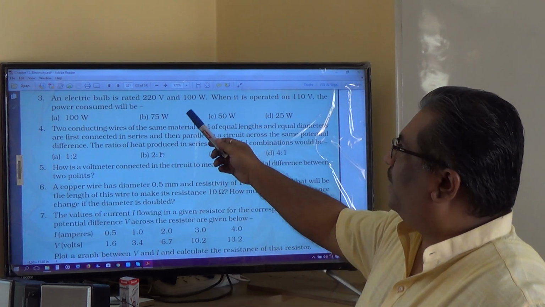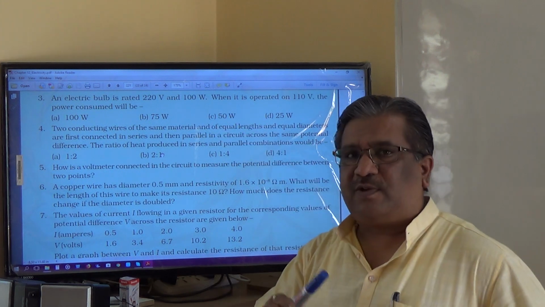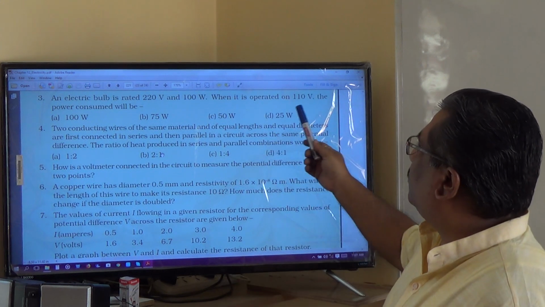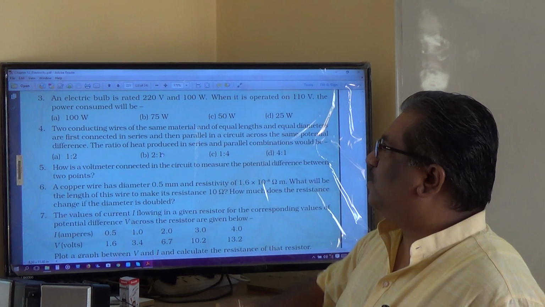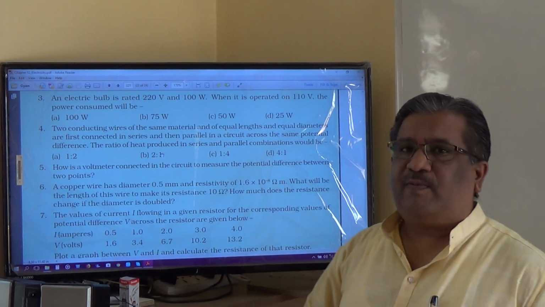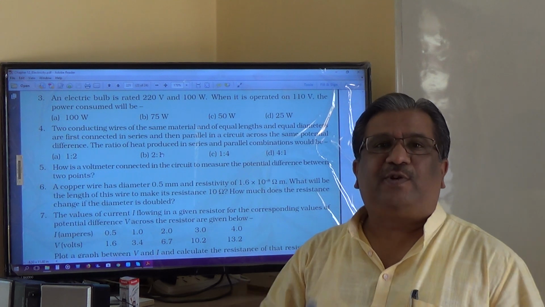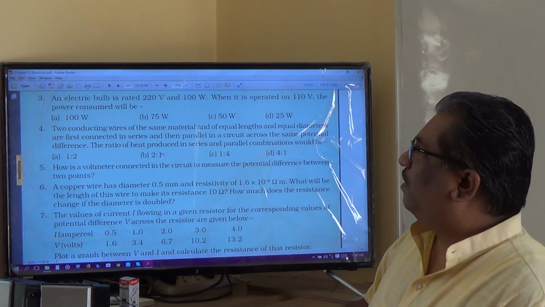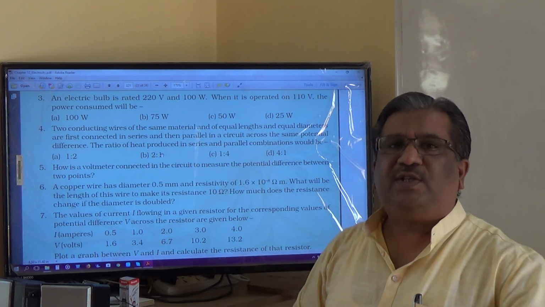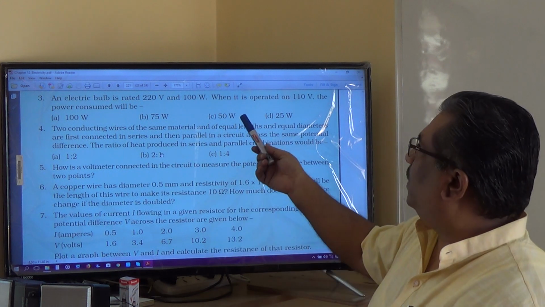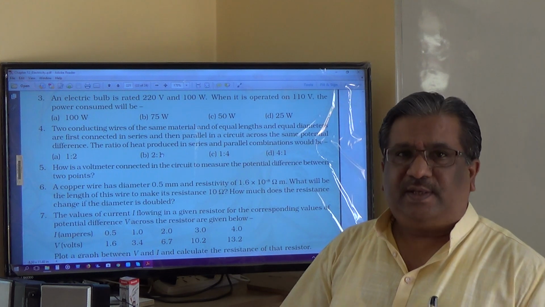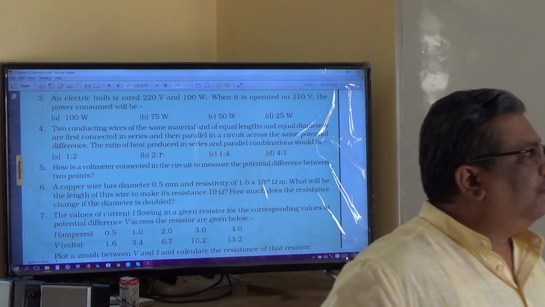An electric bulb is rated 220 volts, 100 watts. The question is based on power rating, the rated power at a rated voltage. When it is operated on 110 volts, the power consumed will be? Dear students, please listen carefully. Such questions cannot be worked out by the unitary method. It is not proportionality that we use here. First calculate the resistance based on the power rating. Once you know the resistance, calculate the power consumed at the reduced voltage. Let us work out this question now.